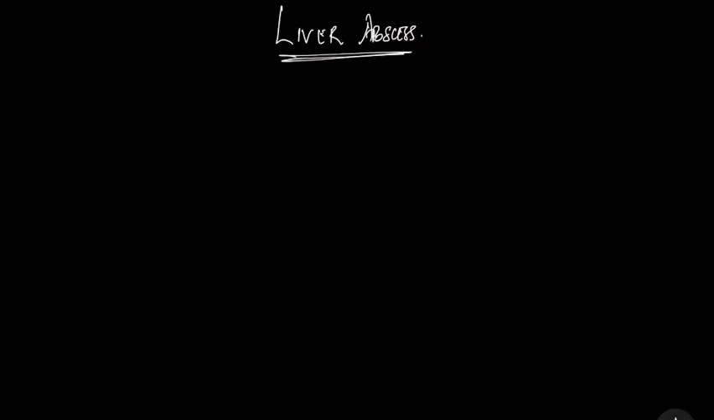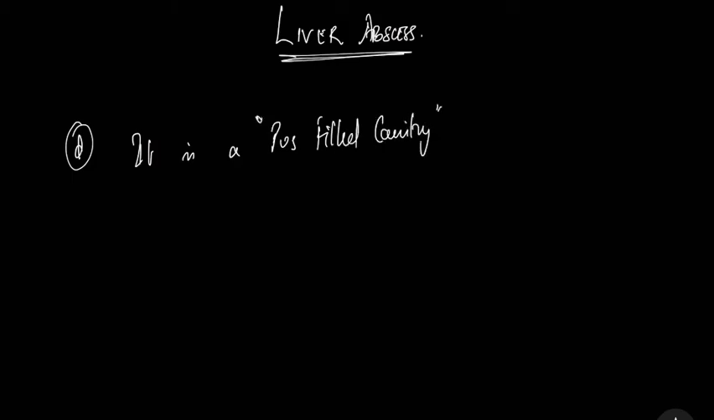Everyone. So today we'll be starting with the topic liver abscess. All right. So to define liver abscess, it is a pus-filled cavity. All right. So liver abscesses are pus-filled cavities which are located in the hepatic parenchyma.